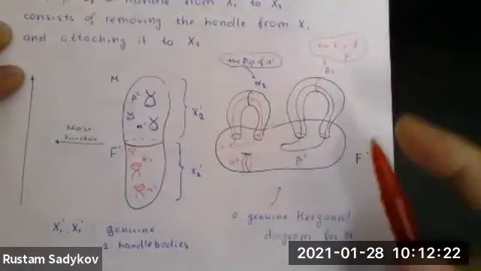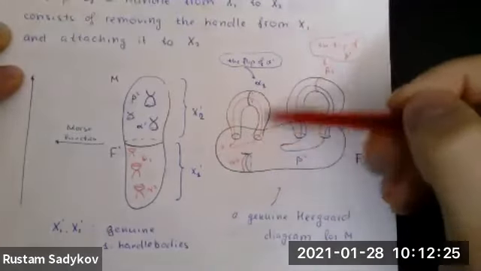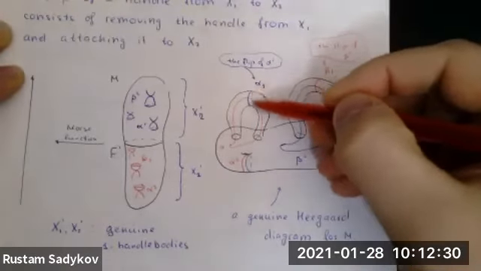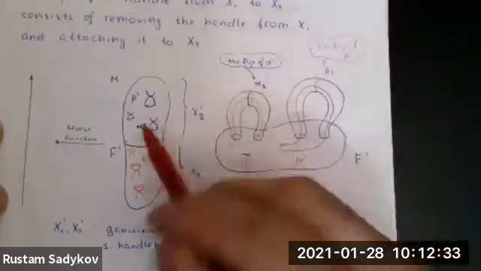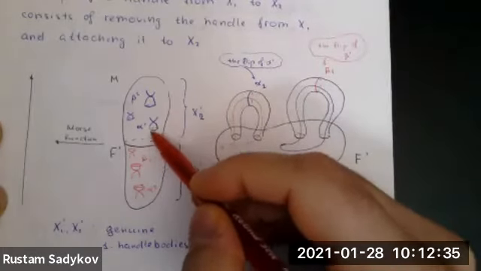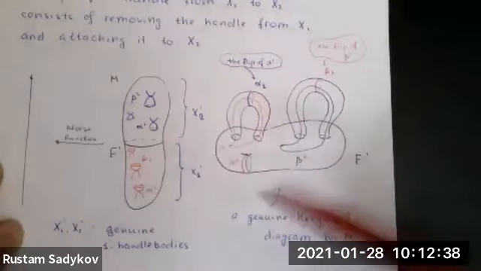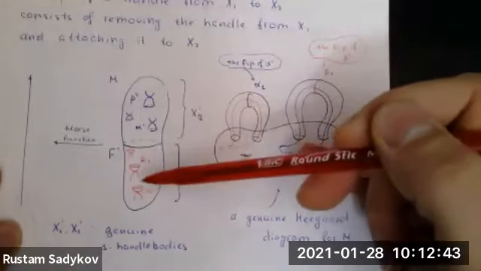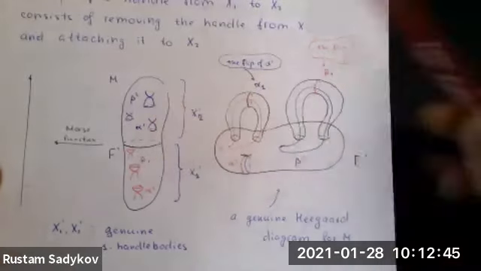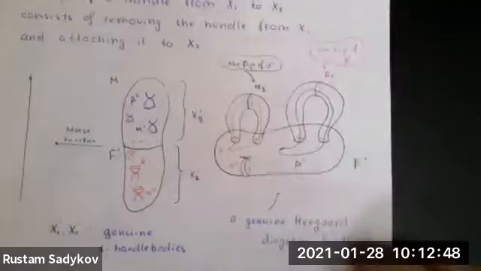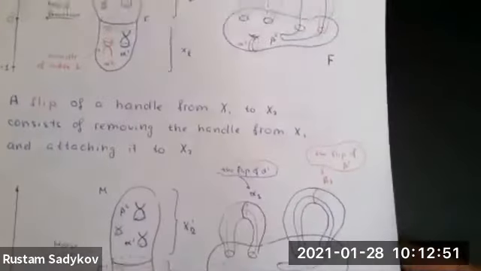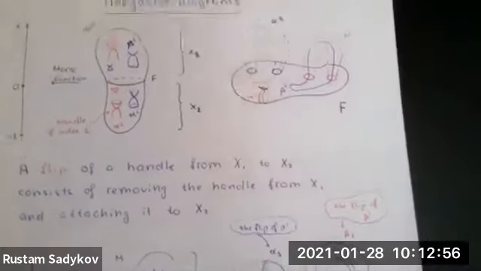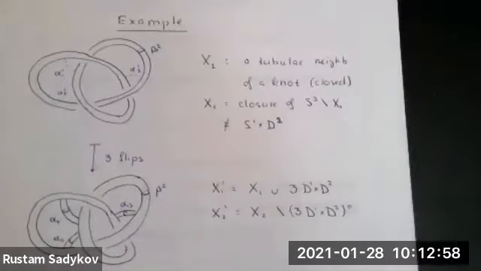And now this handle is present in F prime, and alpha 1 is now a one-dimensional circle. So it now corresponds to attaching a 2-handle. So the flip brings a handle from X1 to X2 or from X2 to X1, and it also changes the index of the handle. So this is how it looks. Actually, I feel that this description is somewhat oversimplified, and because of that, let me give you an example.